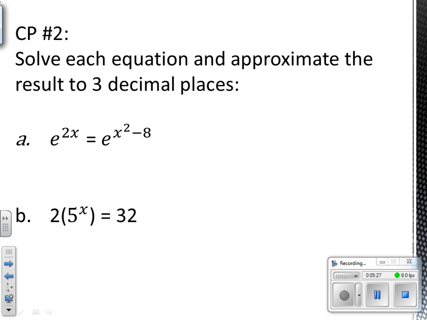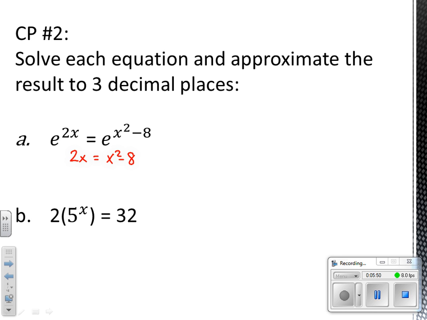All right, checkpoint number 2, solve each equation and approximate the result to 3 decimal places. All right, so this first one here, we have the matching e's, so we can apply our 1-to-1 property right from the start here. The 2x here and the x squared minus 8 here should equal each other, so I can set up this equation.